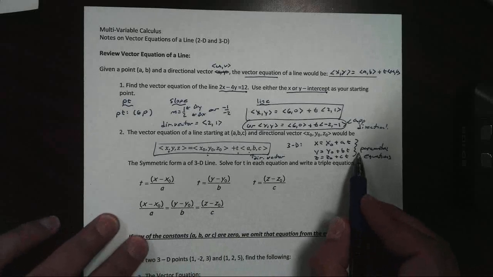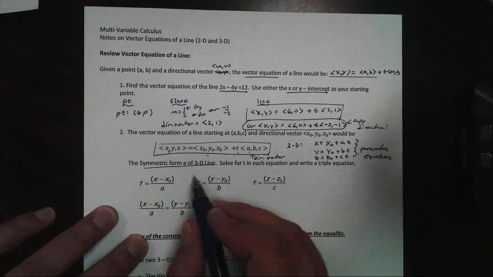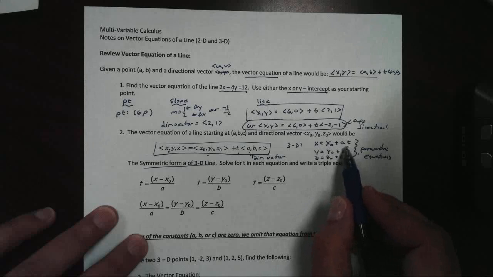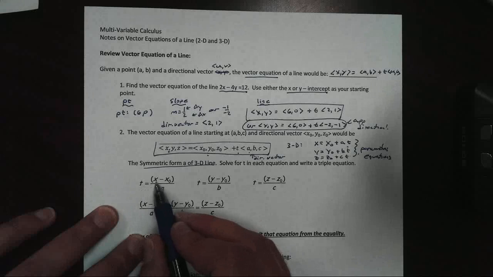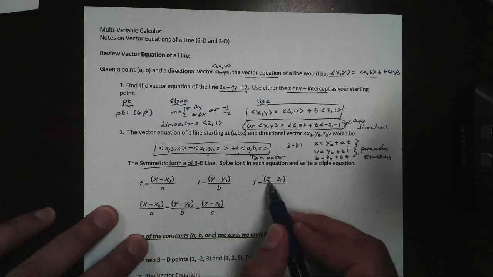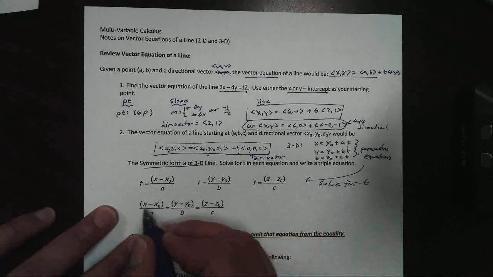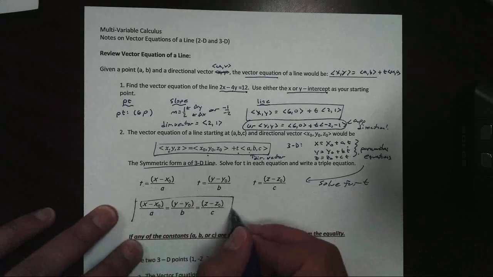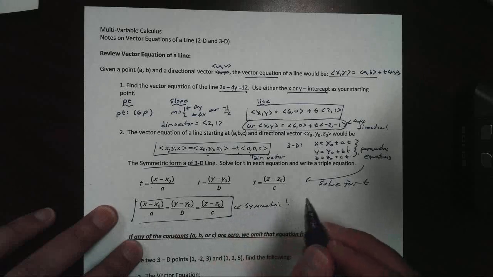And from parametric, we talked earlier, we can write these in the symmetric form of a line. Remember, to write the symmetric form of a line, we just solve x for t, y for t, and z for t, and that's what we did here. So we got t equals x minus x naught over a, t equals y minus y naught over b, t equals z minus z naught over c. And since they're all equal to t, we can just set all the corresponding parts equal to each other. And this is our symmetric form of our line.